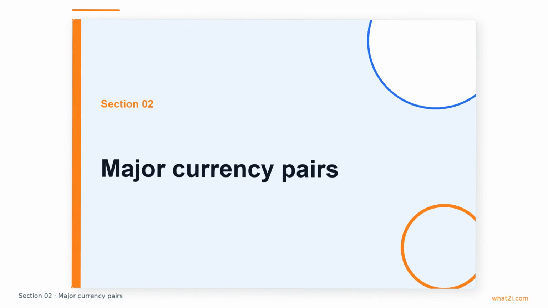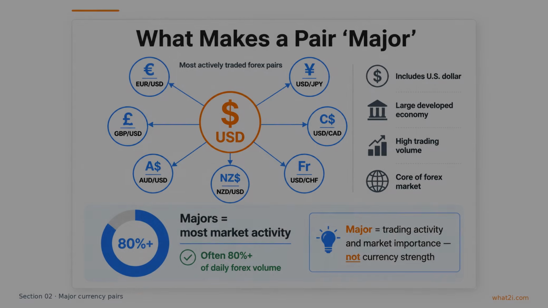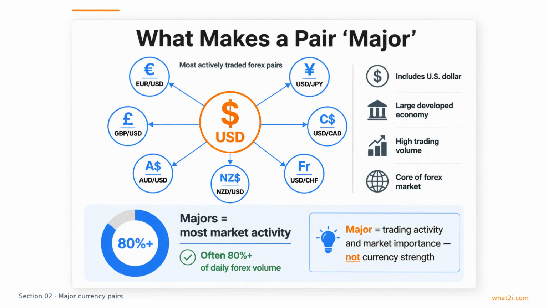Section 2. Major currency pairs. With the basic quote structure in place, we can look at the pairs traders watch most closely. A major currency pair is one of the most heavily traded pairs in the Forex market. Each major pair includes the US dollar and the currency of another large developed economy.